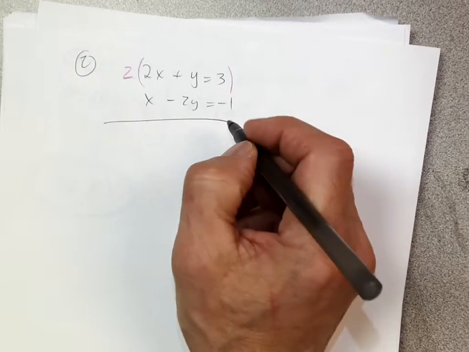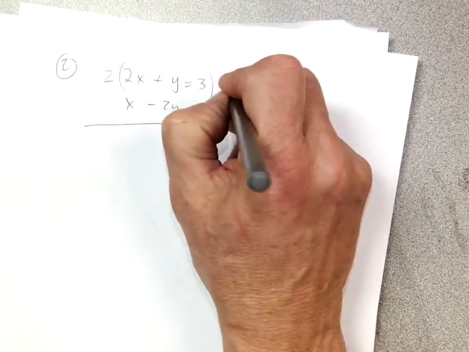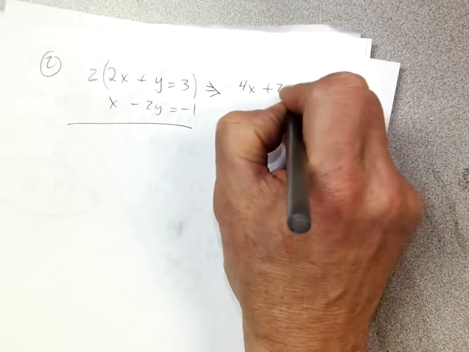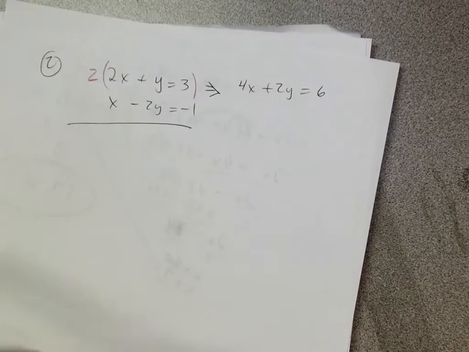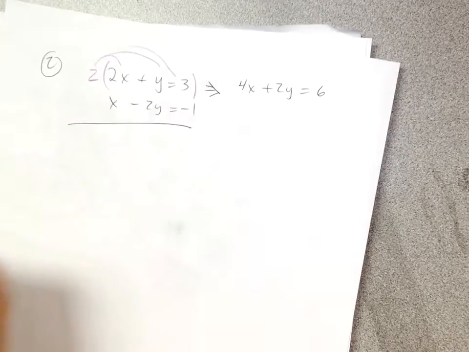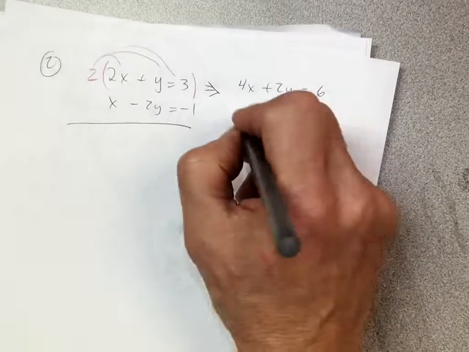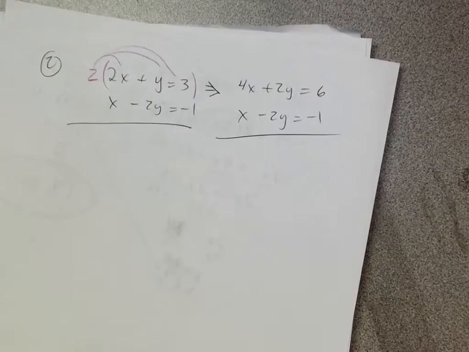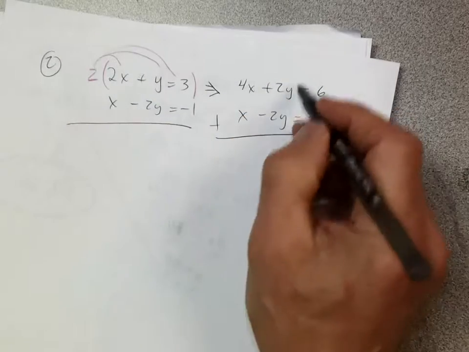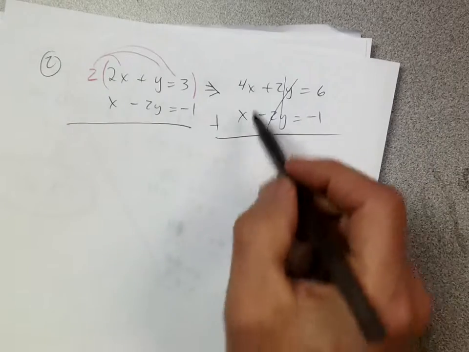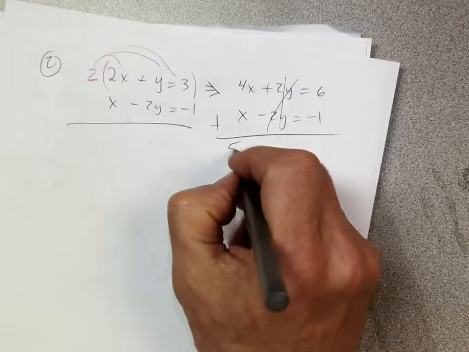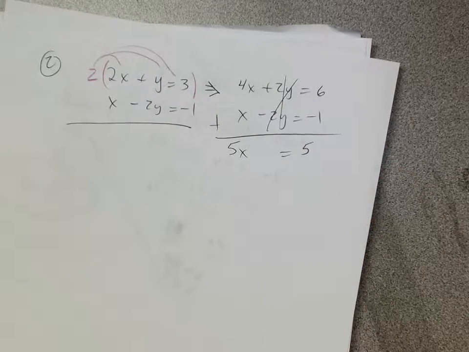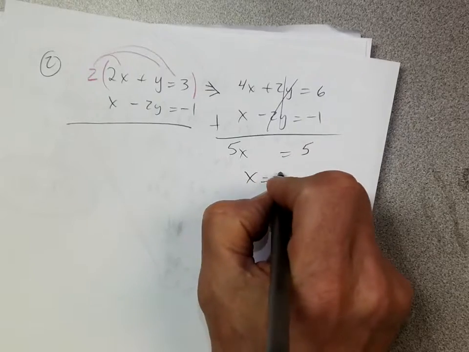So let me rewrite equation 1. Equation 1, I'm going to rewrite that as 4x plus 2y equals 6, okay? Because you've got to multiply everything by the 2, everything. Second equation I'll leave the same because I can eliminate the y's. And then when I add them, they eliminate. They're gone, right? That's the whole point. And then I get 4x plus x makes 5x equals 5. And now I can solve for x pretty easily. Divide by 5, and x is 1.